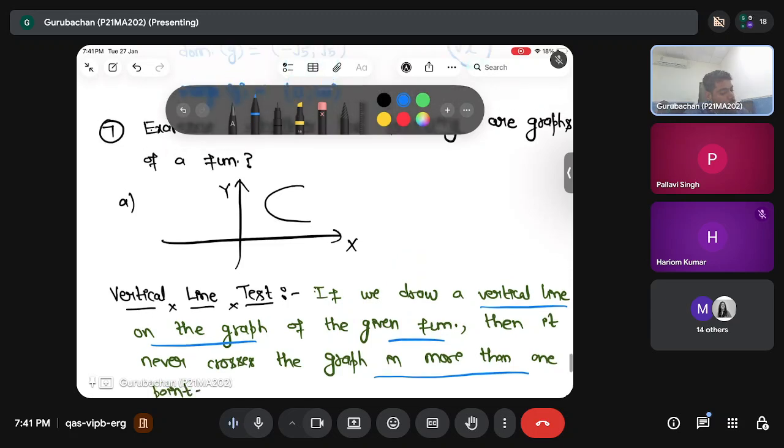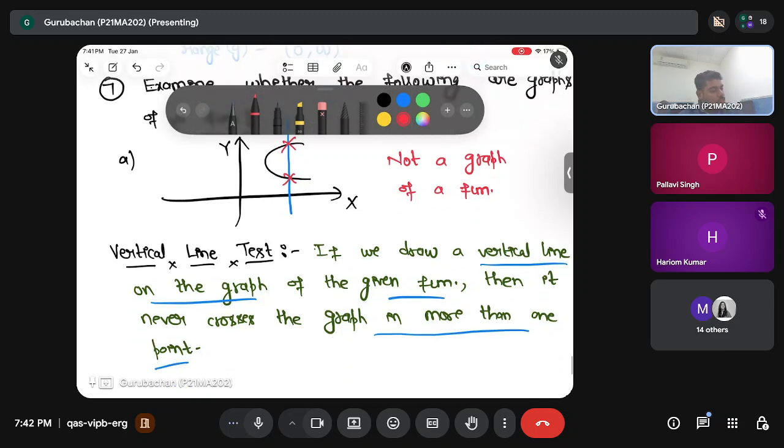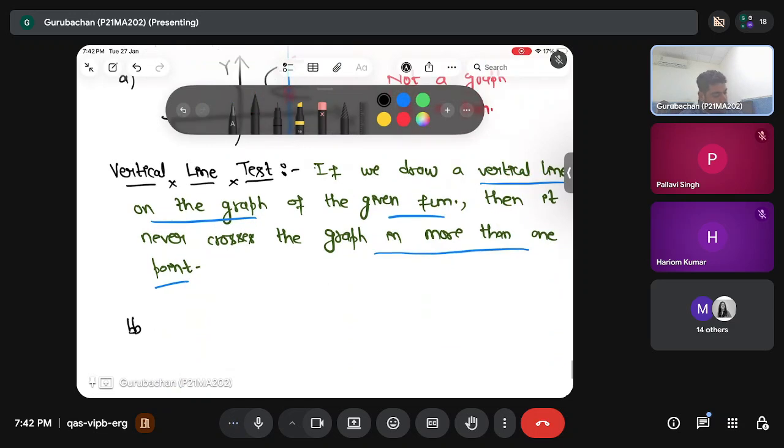Okay, so if you draw a line here, at how many points is it cutting this figure? 2 points, sir. This one and this one. So that means it will not be a graph of a function. What about this one, B?